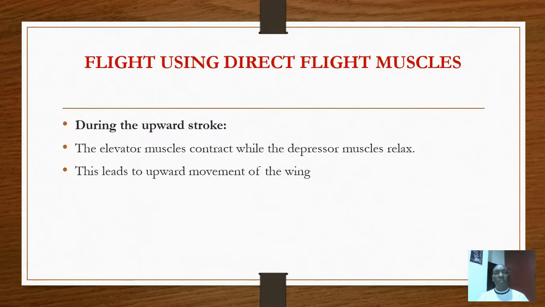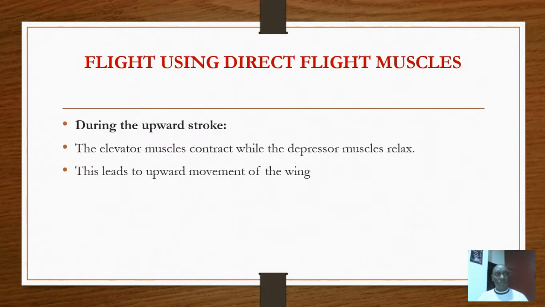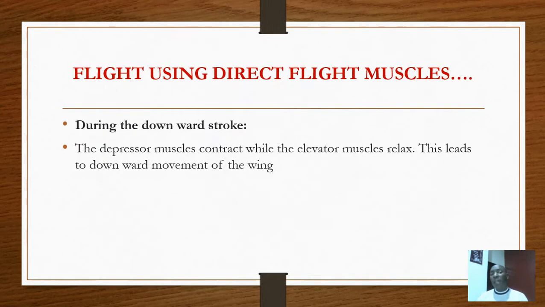Remember, we saw that direct flight involves upstroke and downstroke. What happens during upstroke? During upstroke, the elevator muscles contract while the depressor muscles relax, and this causes the wings to move up. Remember, the elevator and depressor muscles are antagonistic, meaning when one is contracting, the other one is relaxing. We also saw downstroke in direct flight, which is the opposite: the depressor muscles now contract, the elevator relax, and the wings move down. Remember, that has been direct flight, where the muscles are directly attached to the wing. We saw that in the previous lesson.